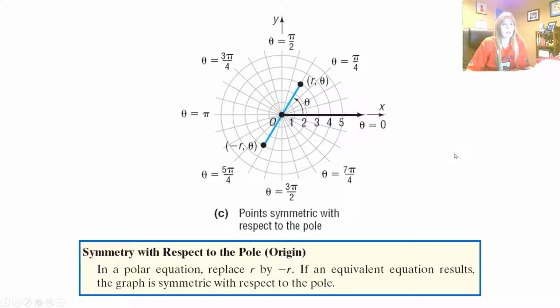And then if I want to have it symmetric with respect to the pole, remember this distance is r, so I just move it to the other side by negative r.